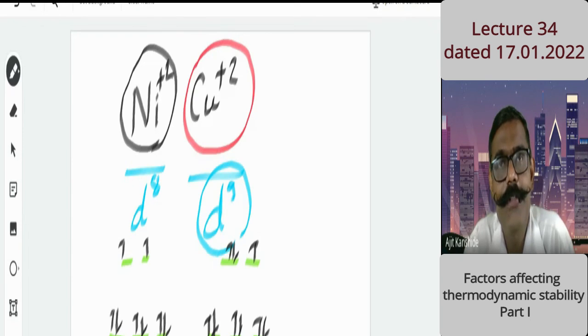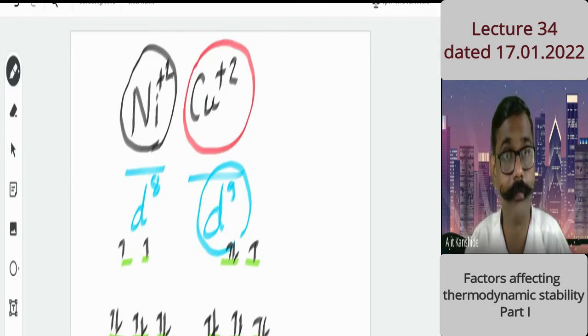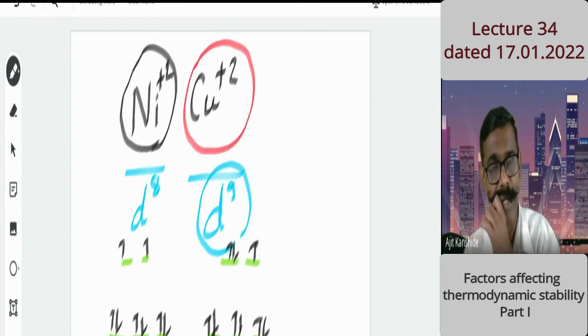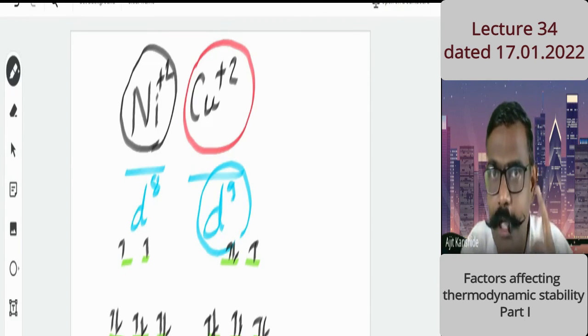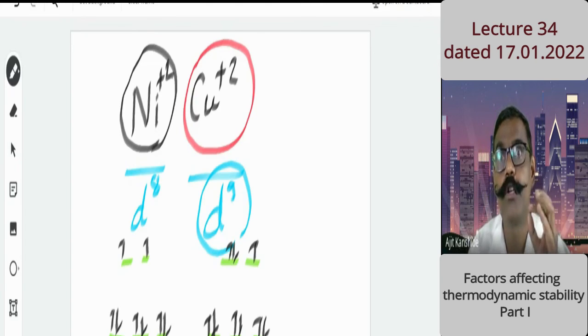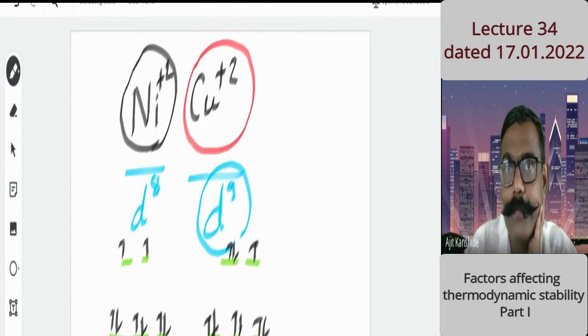What is the difference in these two electronic configurations? Don't say that EG has three electrons and EG has two electrons. No, here one particular word is there, and because of that you have studied one theorem, or one kind of splitting.